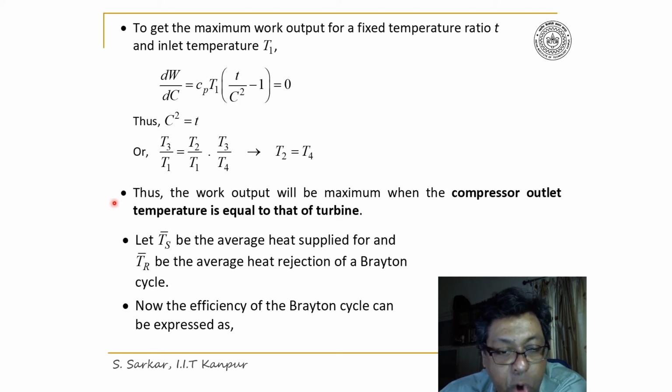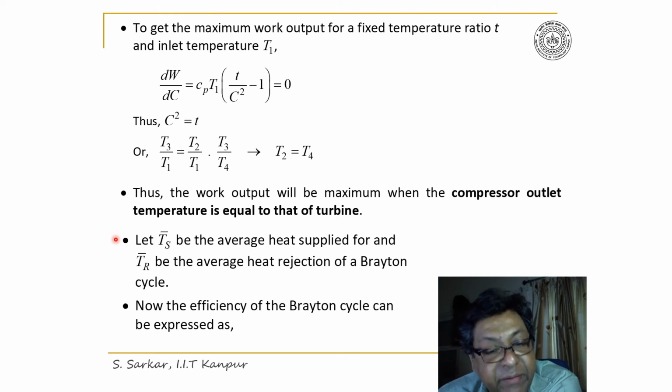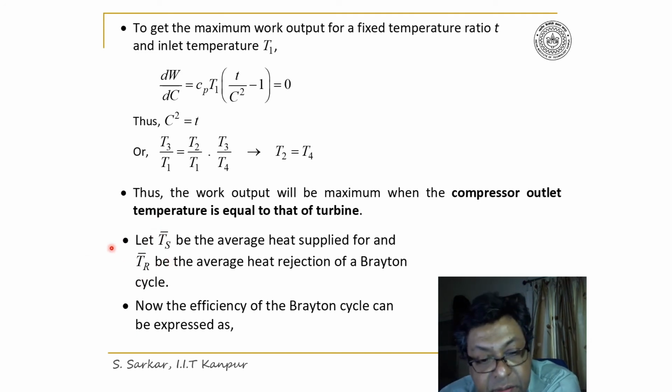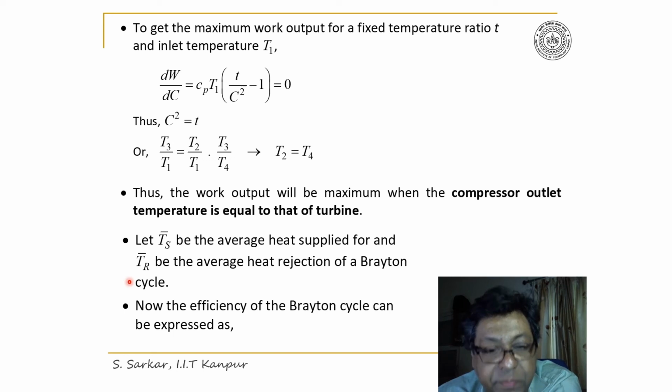This is a very important observation. Furthermore, let us consider T bar S to be the average temperature of heat supplied to the cycle, and T bar R to be the average heat rejection temperature of the Brayton cycle.